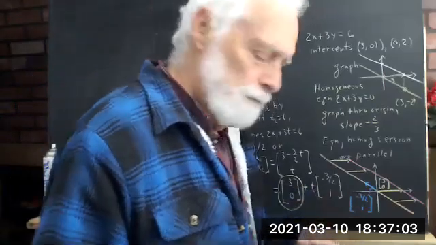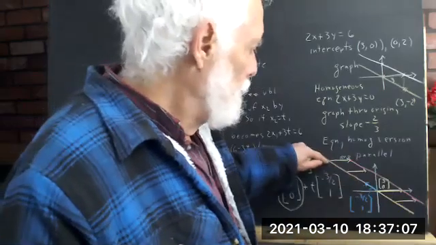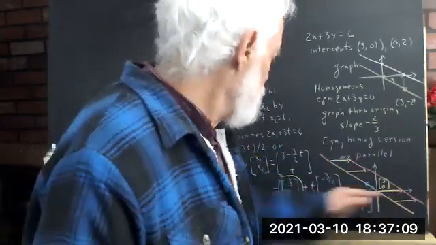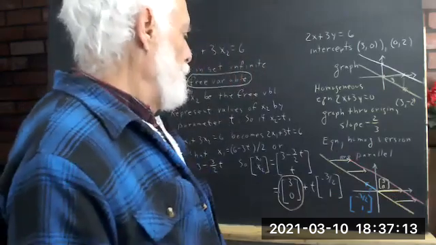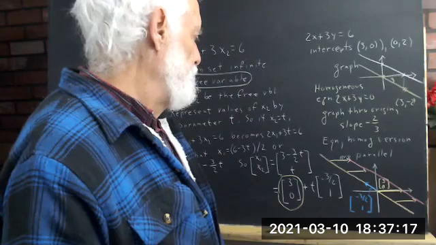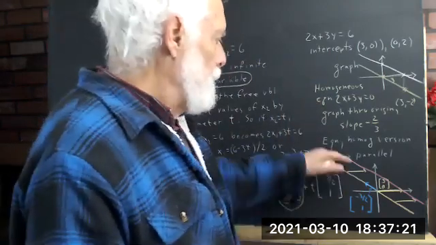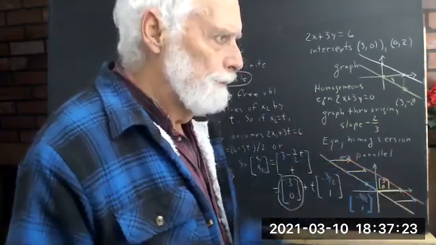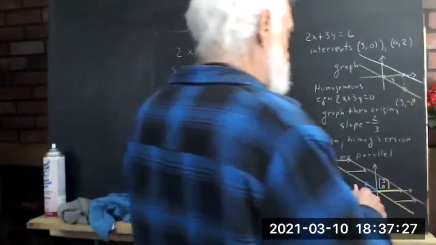So what we end up with is a line parallel to this line displaced by this vector. Here's the key now. Any point on this line is a solution, represents a solution.